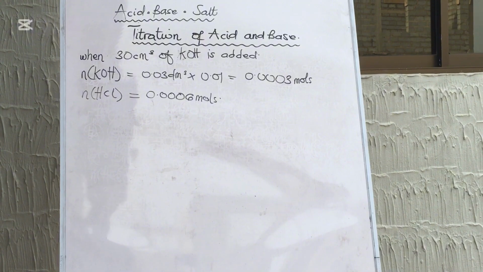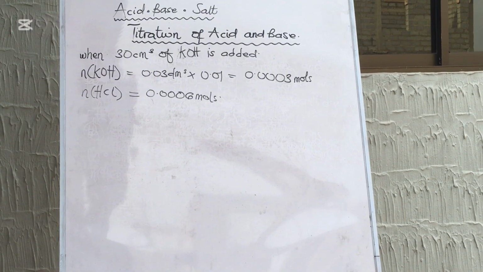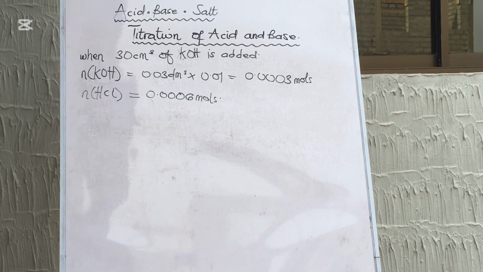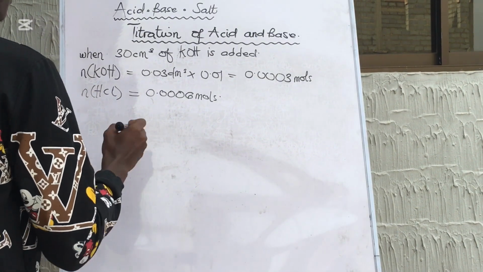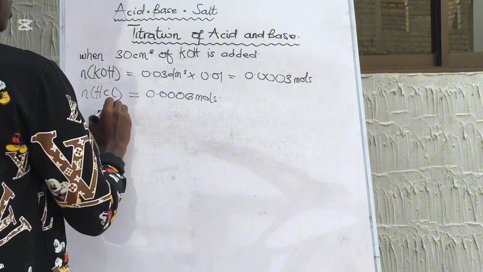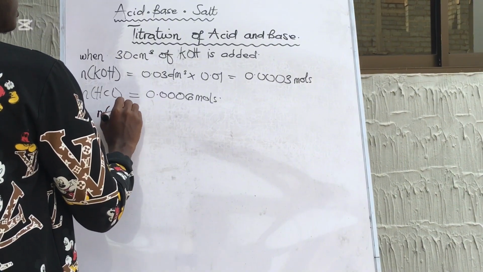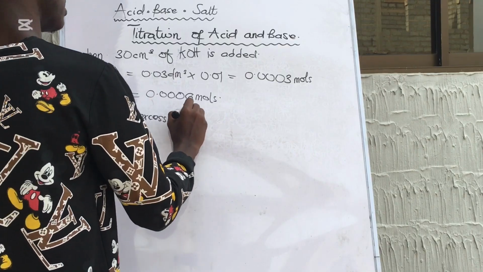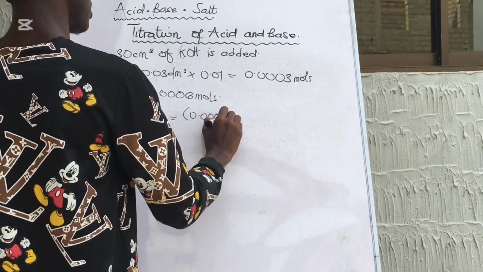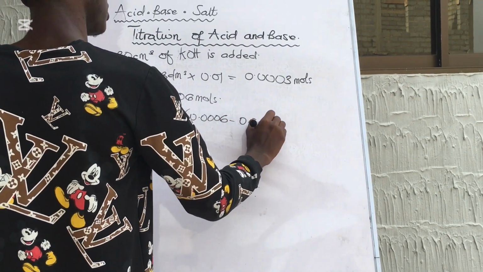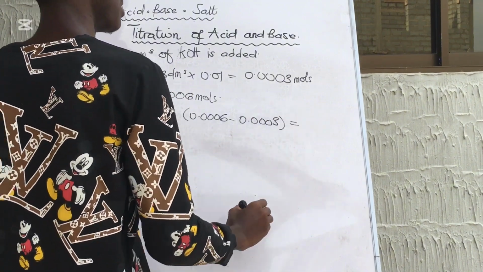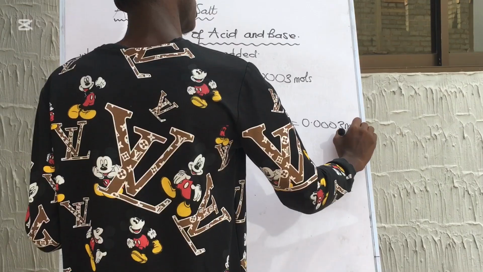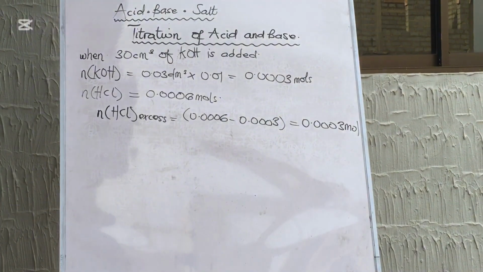You have to still be in the acidic region. You don't have to move to the basic region because the moles that will be finishing first is actually the base, remaining only the acid. So we find the difference in the number of moles. The difference in the number of moles, or the HCl excess, is 0.0006 minus 0.0003, and it will give us 0.0003 moles. So this is the moles of the excess HCl that will be left.